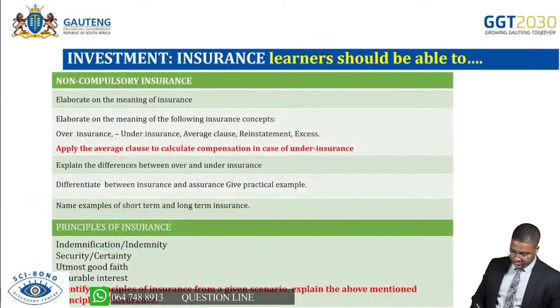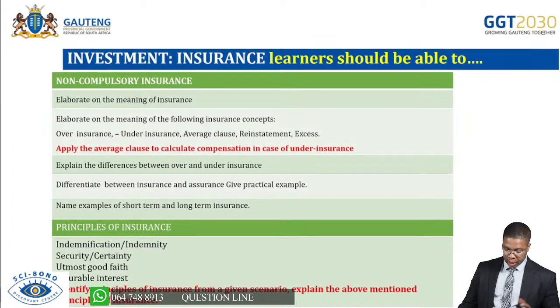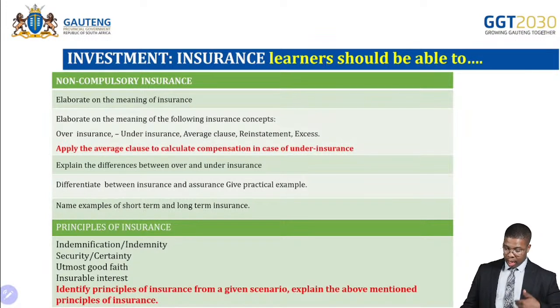Now we proceed. Then we look into investment insurance. Non-compulsory insurance is the first part of your investment insurance. What should you know there? You should know the meaning of non-compulsory insurance. You should further know the meaning of over-insurance, under-insurance, average loss, and reinstatement, together with excess.